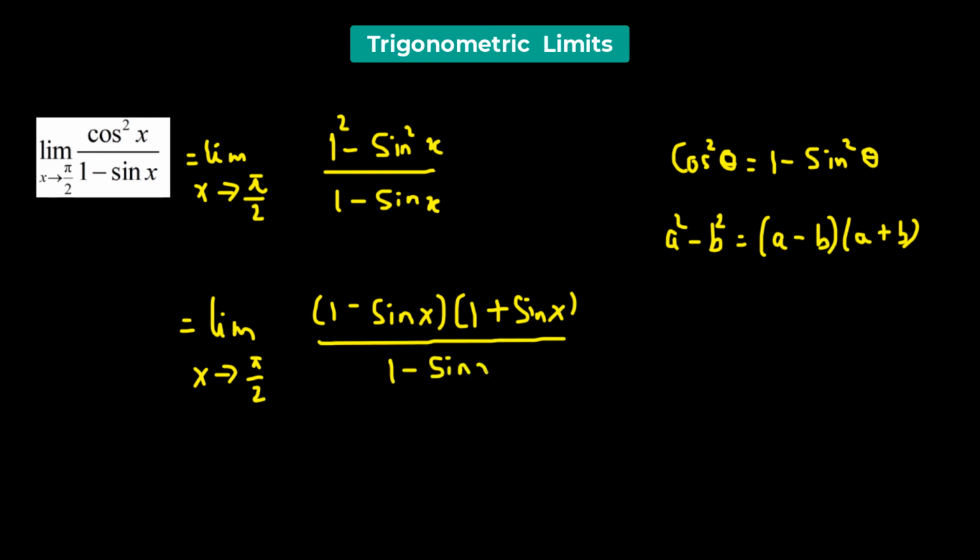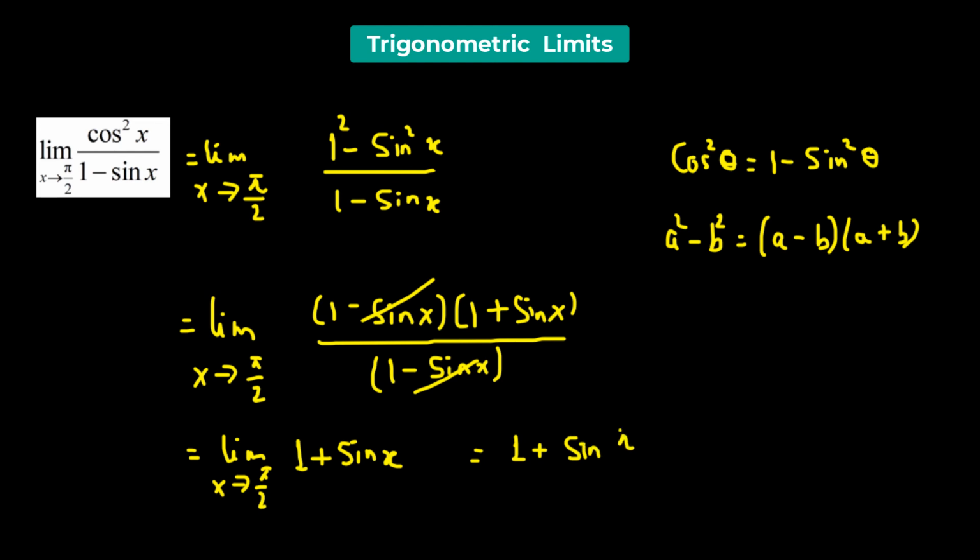sine x. Now we have 1 minus sine x, which is the common factor in both the numerator and the denominator, so we can cancel it out, and that leaves us with limit x tends to pi over 2 of 1 plus sine of x. Now we substitute for the value of x, so we have 1 plus sine of pi by 2. Now sine pi by 2 is equal to 1, so we have 1 plus 1, so that gives us a limiting value of 2.